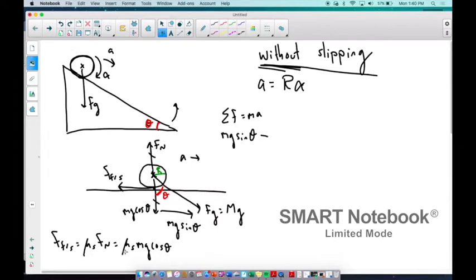Now, remember that the coefficient of static friction has a maximum that it can reach. I don't know if I've reached that maximum. Does that make sense?